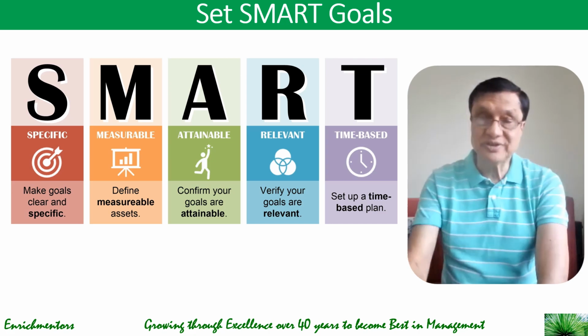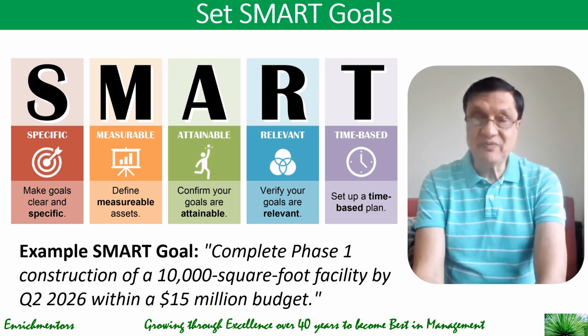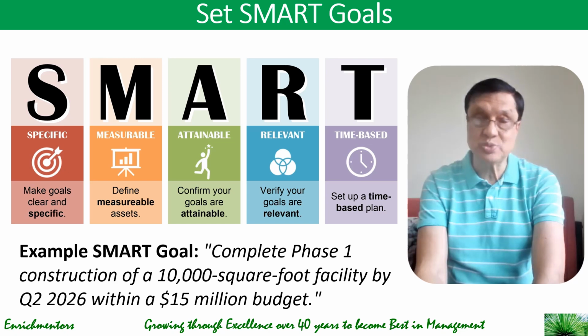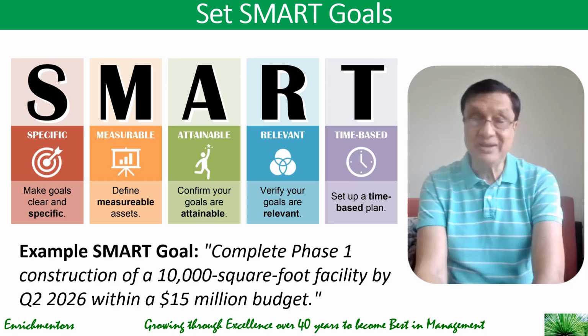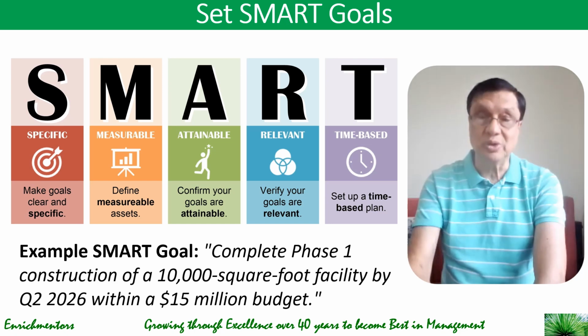Now, an example of a SMART goal could be to complete phase one construction for a 10,000 square feet facility by Q2 2026 within a $15 million budget, right? So it's specific. It's talking about phase one construction of a 10,000 square feet facility. It is measurable. You know it's a 10,000 square feet facility by Q2 2026 within a 15 million budget. For the achievability, the person who has set it will have to see it. It is relevant because it is linked to the overall vision, and it is time bound. You need to do all this by Q2 2026. So that's how you set a SMART goal.